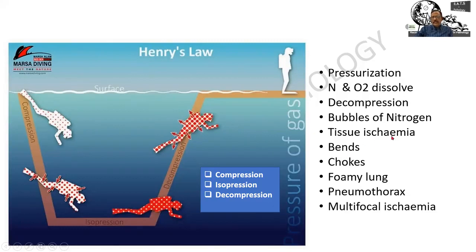And because of the tissue ischemia, two things occur. One is called the bends, the other is called the chokes. Bends, the patient will be bending up in pain. It affects the bones because of infarction and the muscles. Chokes, on the contrary, it affects the lungs and the patient will be having a suffocating sensation. The lung becomes foamy, there can be a pneumothorax. And finally, there will be multiple areas of ischemia. Please memorize this, and I would like you people to explain the sequence of events in this.